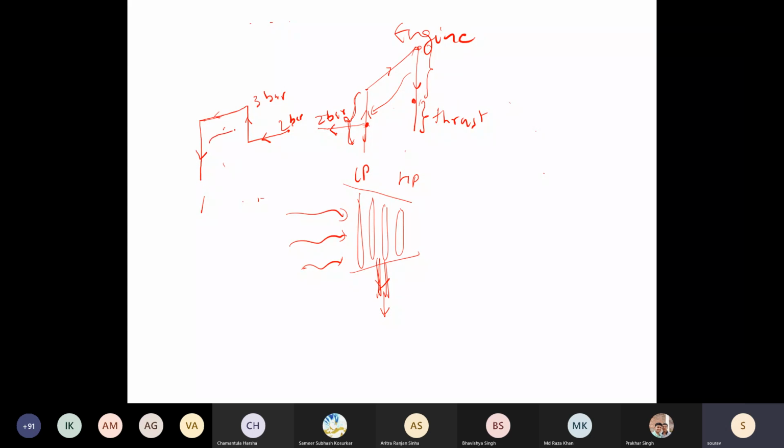This turbine now drives this compressor, and we get around 1 bar air over here. So this first initial stage of compression is already done in the engine itself. And the suction pressure at the engine side is around 0.3 to 0.4 bar at cruising altitude.